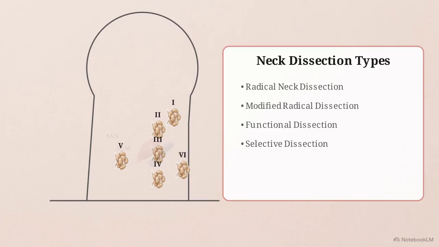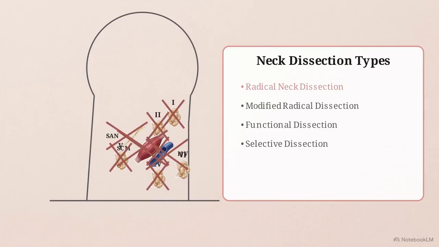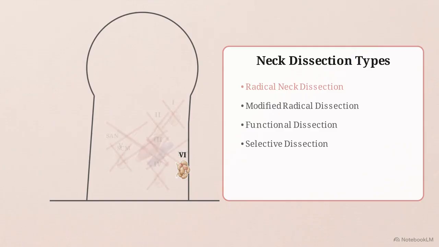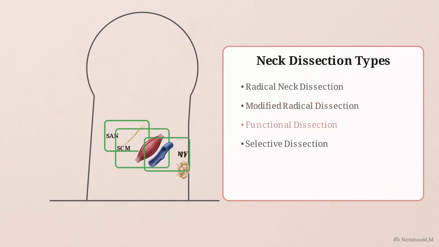A radical neck dissection clears levels 1 through 5, while intentionally sacrificing the sternocleidomastoid muscle, internal jugular vein, and spinal accessory nerve. Modified radical neck dissections still clear levels 1 through 5, but spare at least one of those 3 non-lymphatic structures. Functional neck dissections clear the nodal disease while successfully preserving the muscle, the vein, and the nerve.